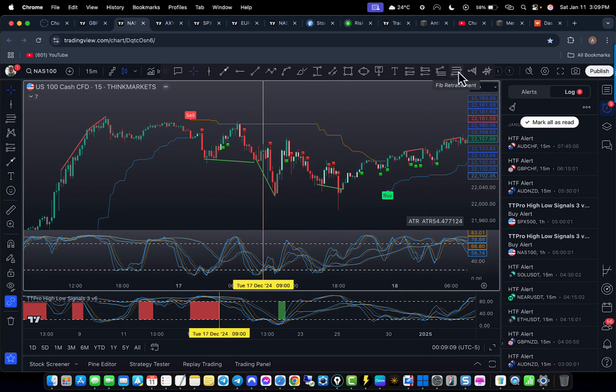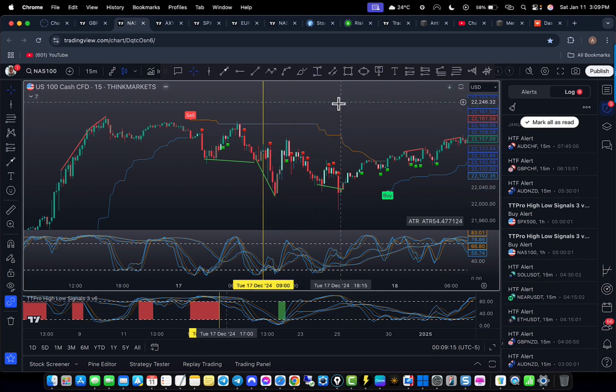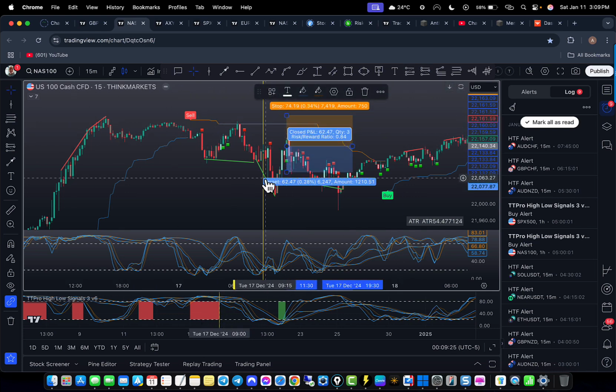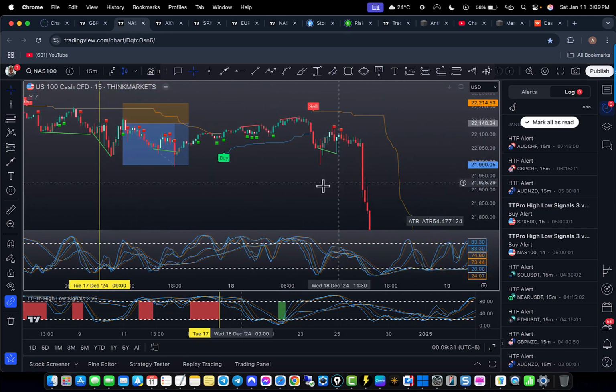Entry is going to be fib retrace from the previous high to low, 50% of that, or whether you come into the chart a bit later, you can enter here. So let's just go short based on this signal. Stop above the previous high, go for a 2-hour target, and then you can trail.